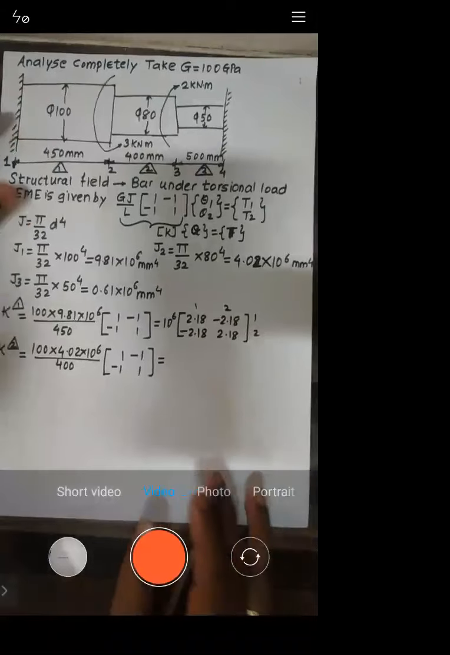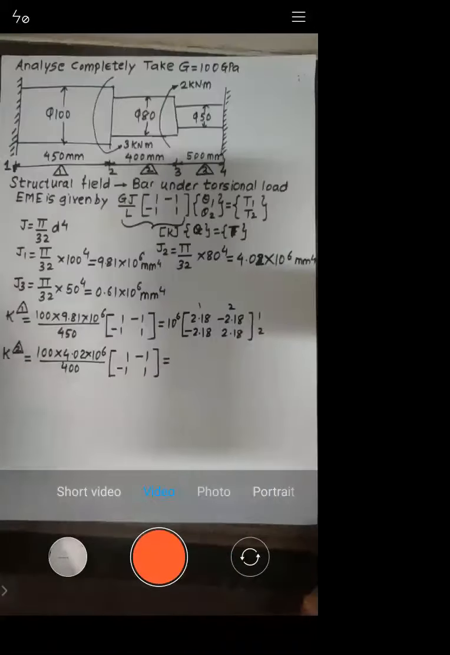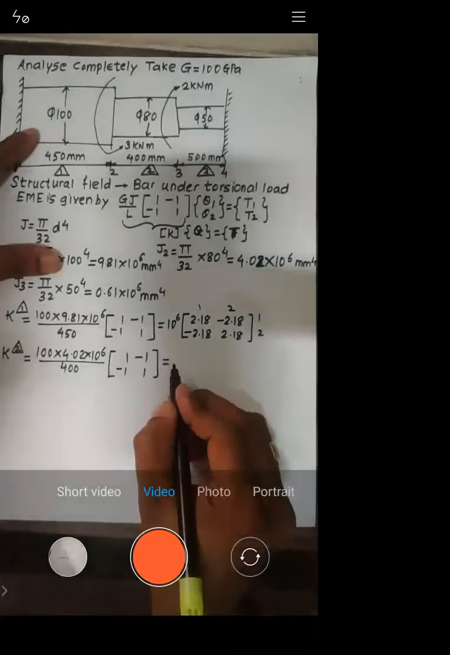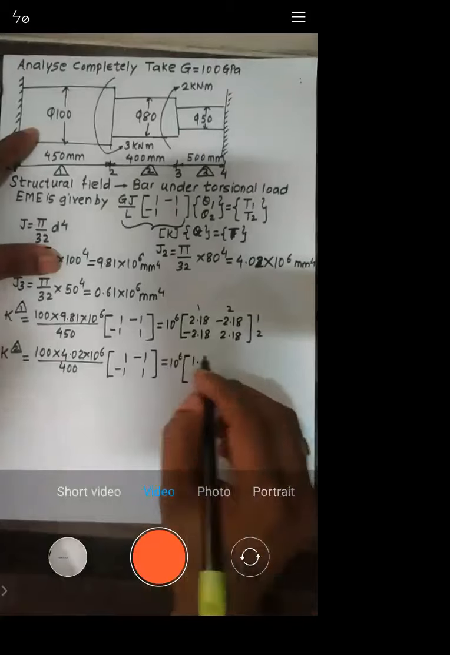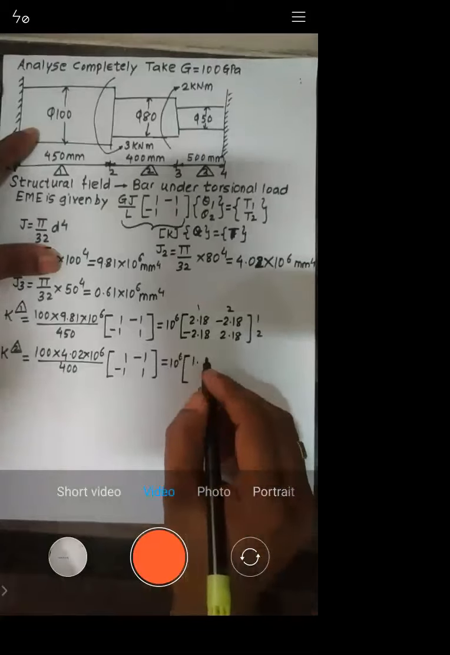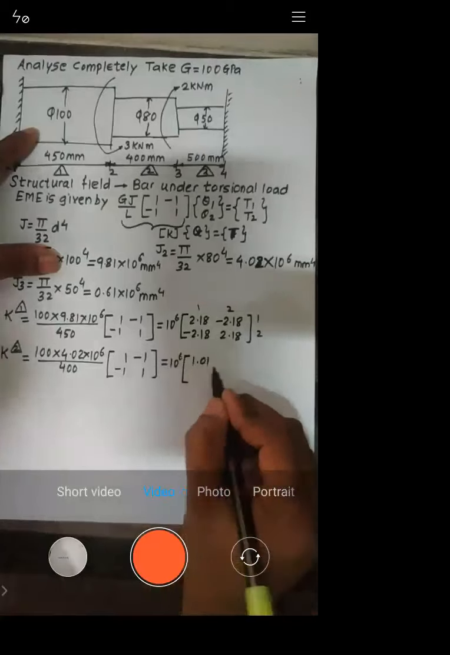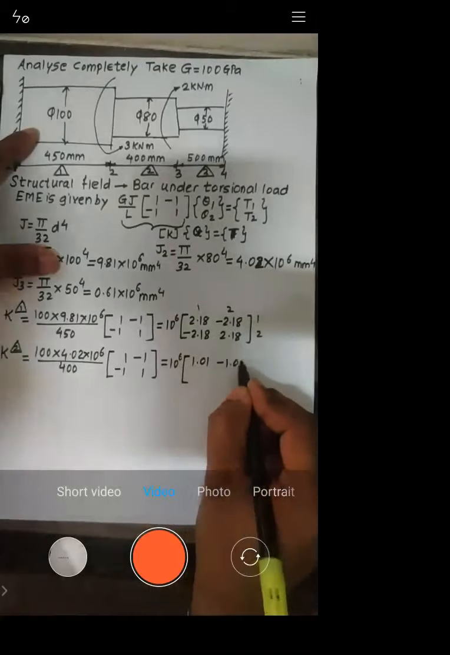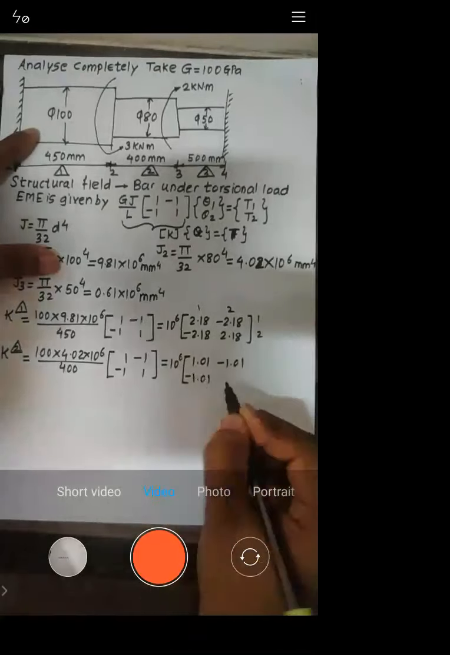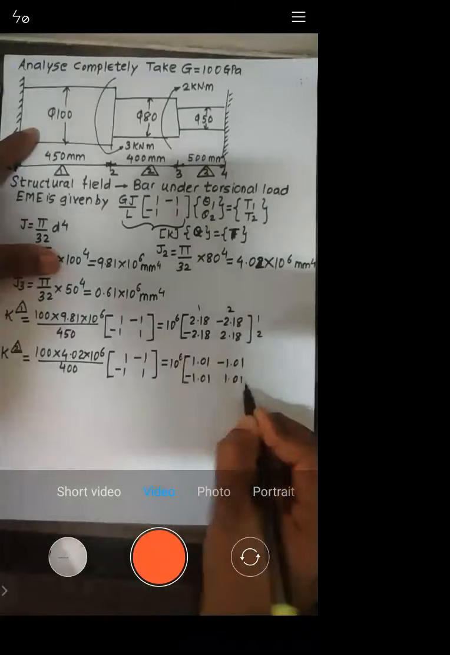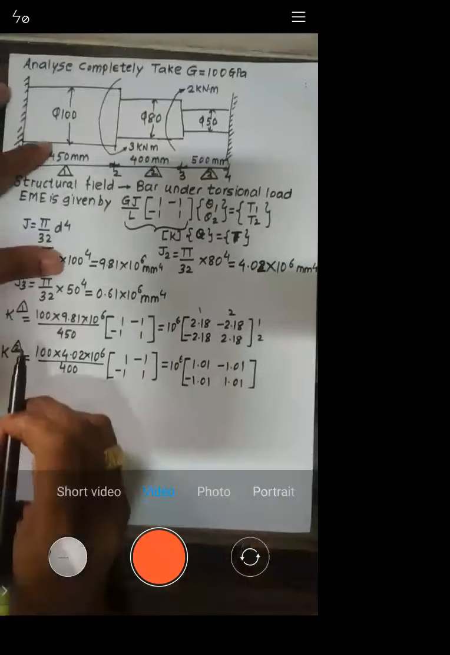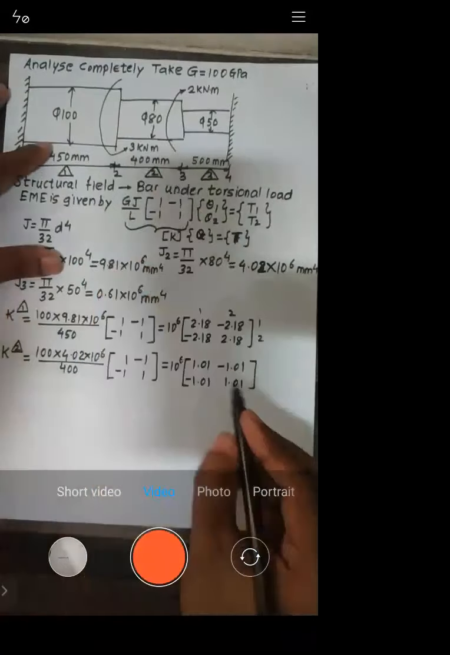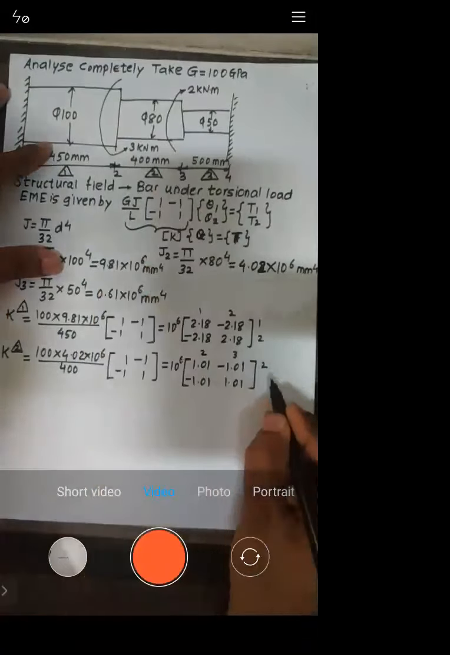So you'll get some value here: 1.005 into 10 raised to 6. So I'll make it 1.01, minus 1.01, minus 1.01 and 1.01. Is it okay? Now if you see element number 2, it is between node 2 and 3, right? So I will assign 2 and 3.